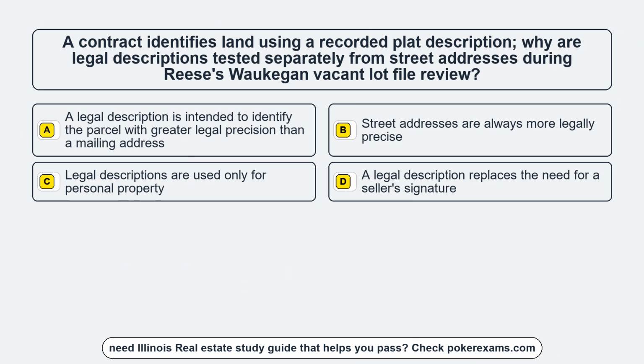Question 5. A contract identifies land using a recorded plat description. Why are legal descriptions tested separately from street addresses during Reese's Waukegan vacant lot file review? Option A. A legal description is intended to identify the parcel with greater legal precision than a mailing address. Option B. Street addresses are always more legally precise. Option C. Legal descriptions are used only for personal property. Option D. A legal description replaces the need for a seller's signature.